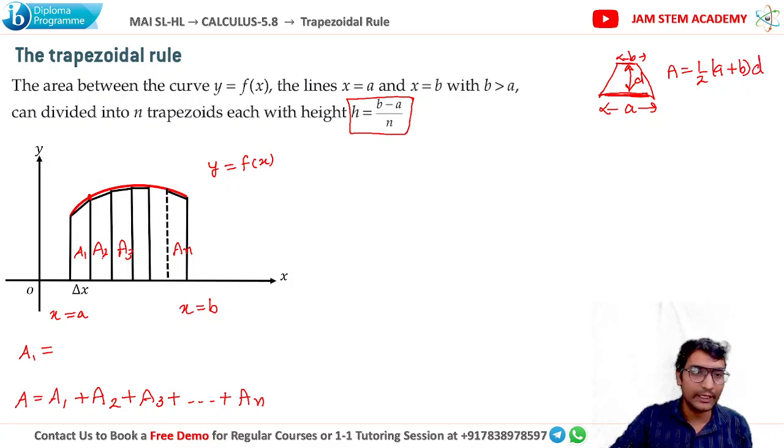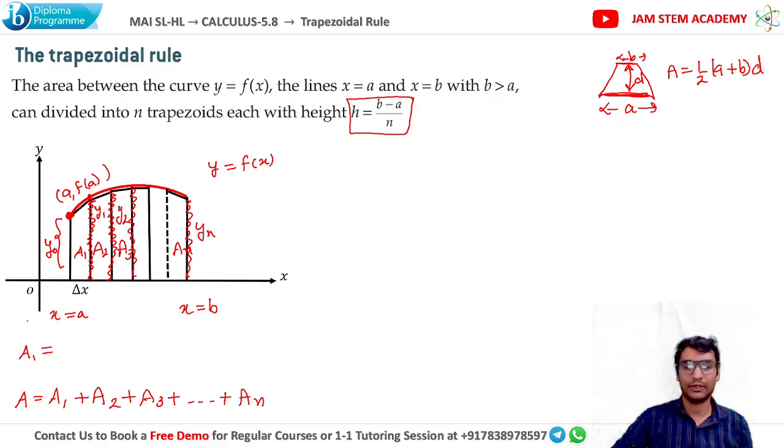So in this way I can say this height, let's call it y0. If I try to find the coordinates of this first point, the x value will be a and the y value will be f(a). So I'm calling this y0. Similarly, this height is y1, this height is y2, and so on y3, and the last one, this height, is going to be yn. So using this we have exactly n trapezoids.